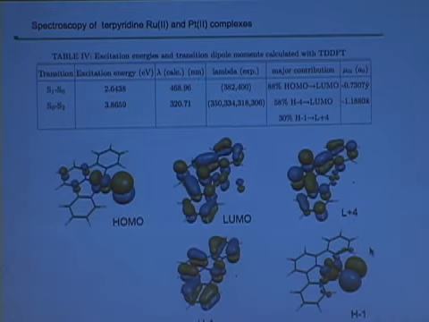The calculation also gives the major contribution of orbital transitions. And for this one, it's mostly 88% HOMO to LUMO transitions. The HOMO looks like this, and the LUMO looks like this. And here, this is where the metal is, and this is where the ligand is. So here is what we call a metal to ligand charge transfer.